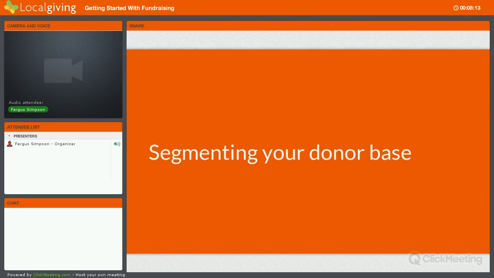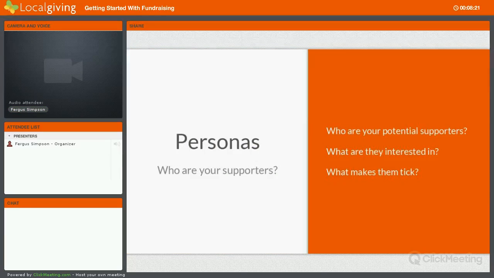The next thing to think about is segmenting your donor base. So by this we mean thinking about who your donors are and then the best way to contact them. So the way you think about this is personas. Who are your supporters outside of people who give to your charity? So what do they do in their day-to-day lives, and what can you glean from that can help you to contact them in an appropriate way?